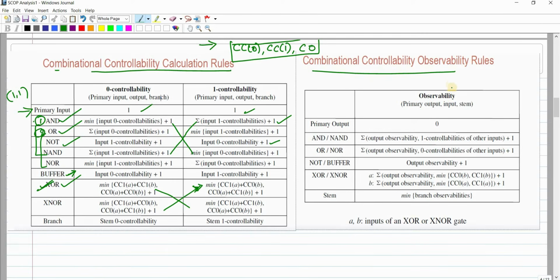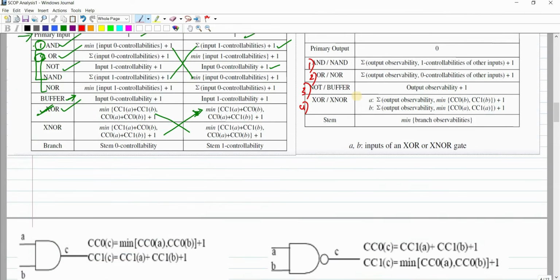In a similar manner, if you want to calculate observability for a given circuit, you have to remember these 4 formulas. AND gate and NAND gate have the same formula. OR gate and NOR gate have the same formula. NOT and buffer have the same formula. XOR and XNOR have the same formula. For the AND gate, it is the sum of the output observability and the 1 controllabilities of the other inputs plus 1. For the OR gate, it is the sum of the output observability and the 0 controllabilities of the other inputs plus 1. If you see the example, you will get familiar with all these rules.